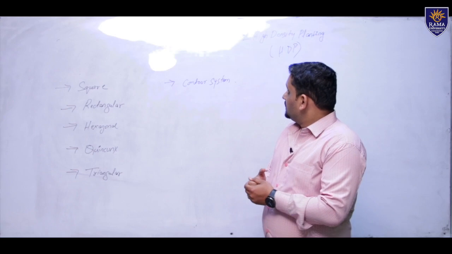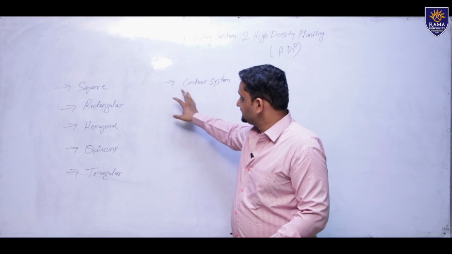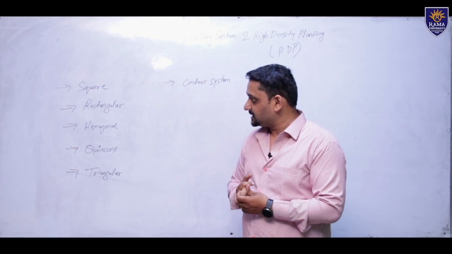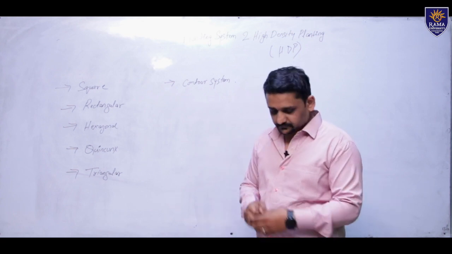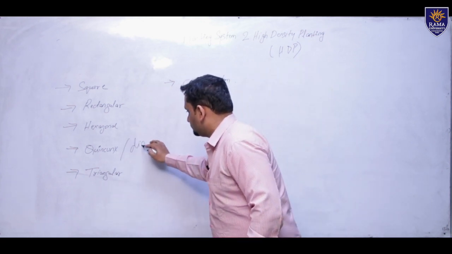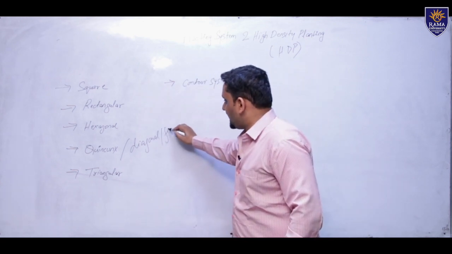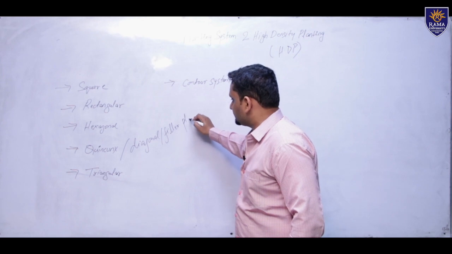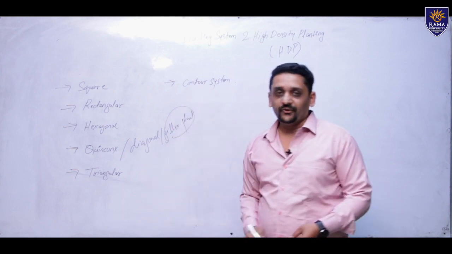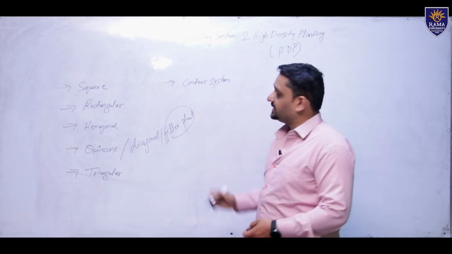Going further, the planting distance is divided into the following 6 systems. One is the square system, second is the rectangular system, third is the hexagonal system, fourth is the quincunx system, which is also known as the diagonal system. In this we use the filler plants. In a coming lecture I will make you understand what the filler plants are. The next system is the triangular system, and the last one is the contour system.